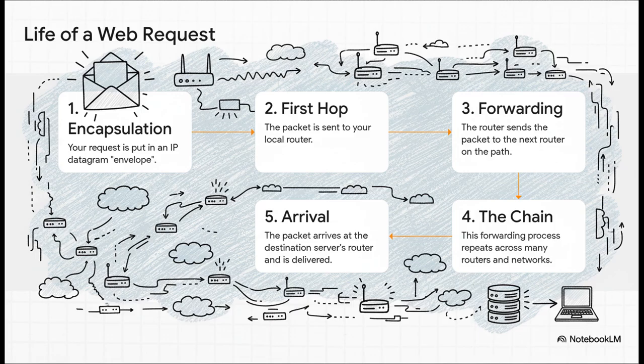That router looks at the destination IP, checks its little map, its forwarding table, and boom, sends the packet to the next router in the chain. And this process just repeats itself over and over. Hop, hop, hop, across maybe dozens of routers and even across different huge networks, until finally it arrives at the last router, which delivers it right to the server's doorstep. And the craziest part, this whole trip takes just milliseconds.